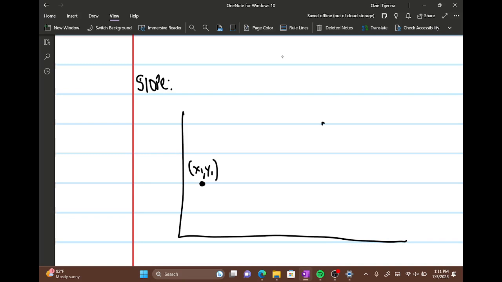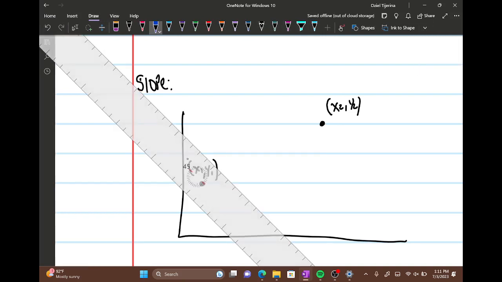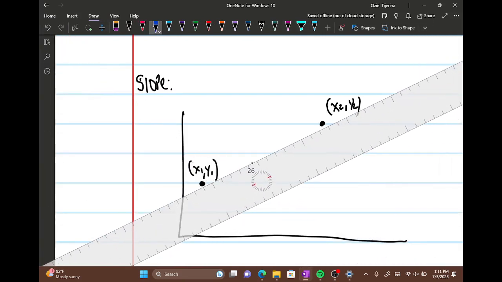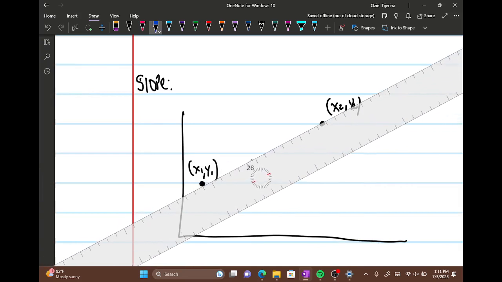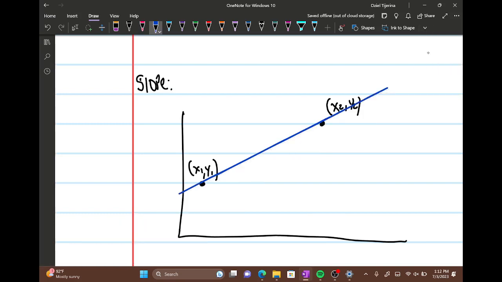And then let's do this other point, and we're going to do x2, y2. And so there's a line that is connected through those points. Let's just draw a straight line here. So we're gonna do a straight line that goes through these points, and basically I'm just gonna do a really rough sketch. It is not drawn to scale, sorry guys, but this is just a rough sketch of a line, right?